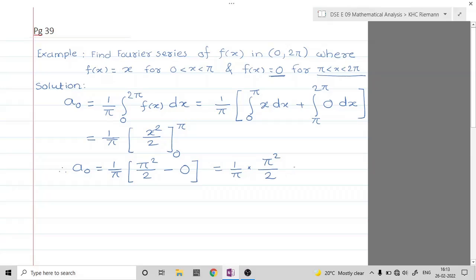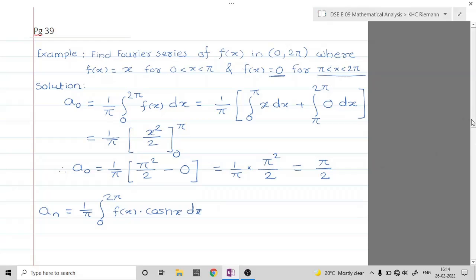1 pi gets cancelled and finally we get the value of a naught as pi by 2. Okay. Now let us find out the value of an. Again, the formula for an is 1 upon pi integration, now my interval is 0 to 2 pi, f of x into cos nx dx.